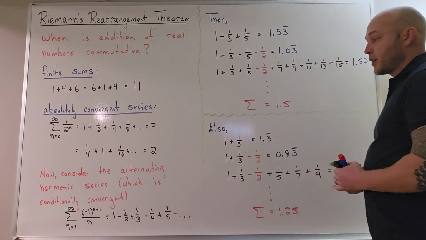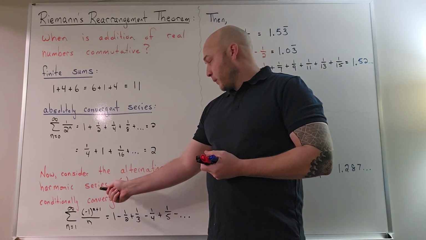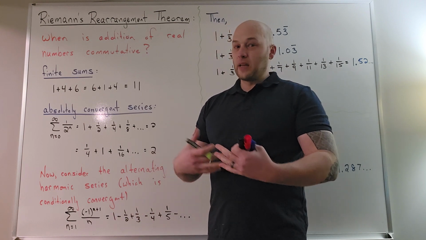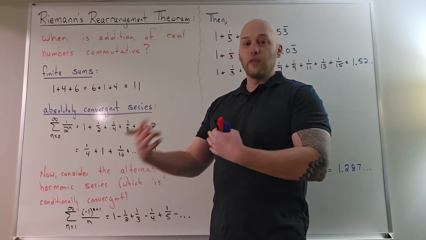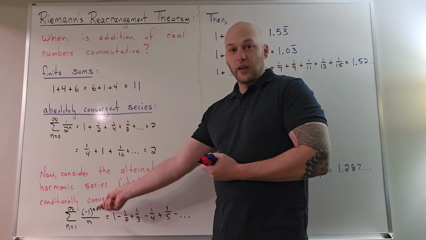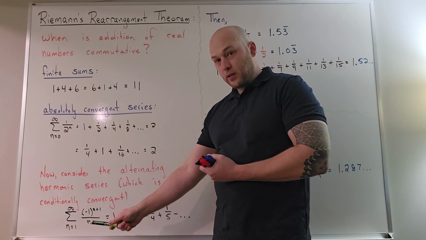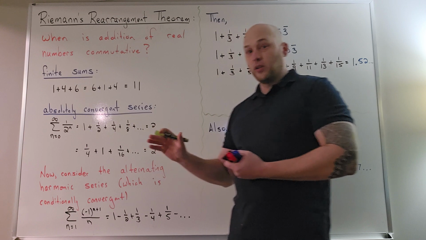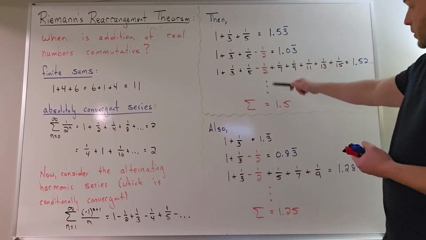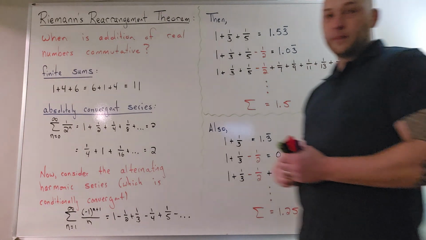And again, this is actually true for any conditionally convergent series. If I have infinitely many positive terms and negative terms, and it does converge, but not absolutely. If it's absolutely convergent, then I can't rearrange them to get a different value. But if it's strictly conditionally convergent, so it's not also absolutely convergent, then I can rearrange the terms to make them add up to any real number.